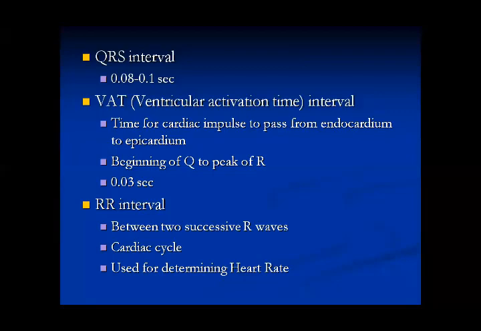So the peak of the R wave coincides with the start of the heartbeat. The interval between two successive R waves is the cardiac cycle, and it is used for determining heart rate. Now this is interesting: how do we use this for determining heart rate?